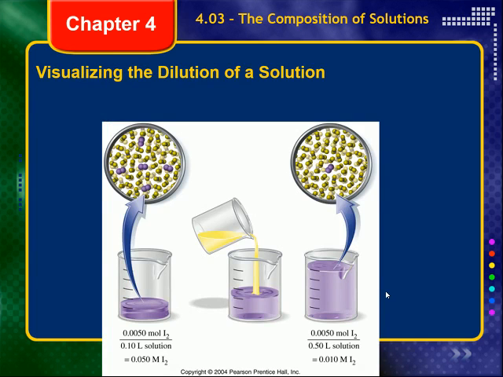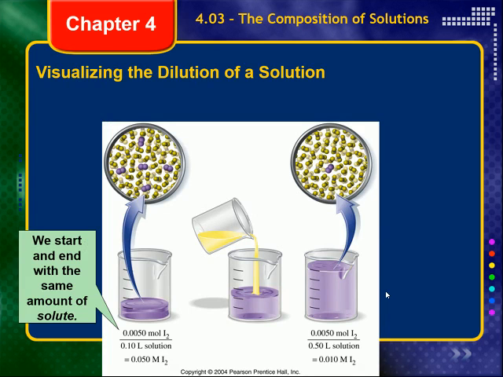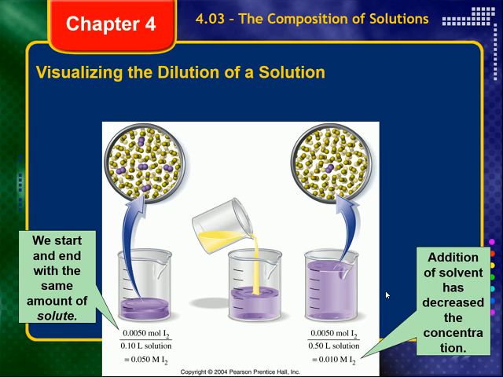So here's a visual representation of diluting a solution. We start and end with the same amount of solute. In this example, we have 0.0050 moles of iodine. That's not going to change. But we add solvent that decreases the concentration because it's making the number we're putting on the denominator larger. You can see the difference between these two molar concentrations down here.